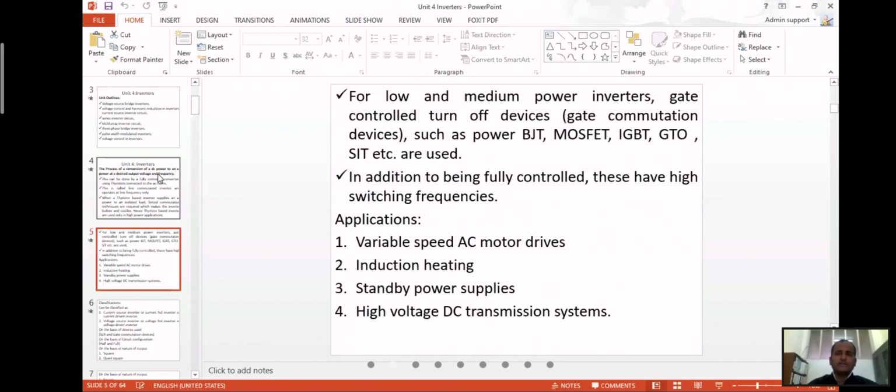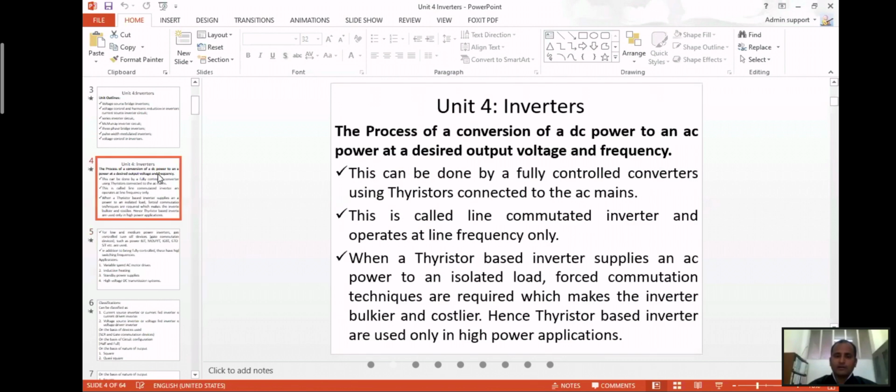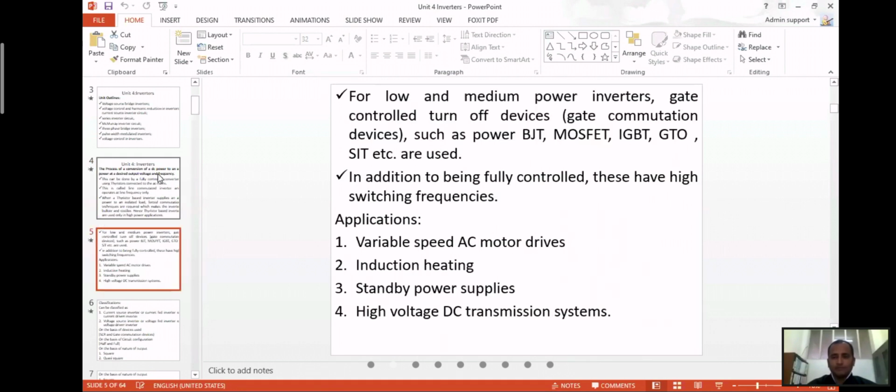So for low and medium power inverters, gate controlled turn off devices are used. These are gate commutated devices such as power BJT, MOSFET, IGBT, GTO, SIT, and there are many other devices also, which are also known as gate commuted devices. These are used for low and medium power inverters, but for high power inverters they mostly use the SCR, silicon controlled rectifier.